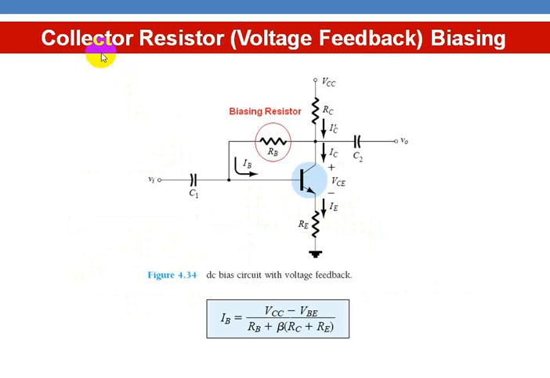The second one is collector resistor or voltage feedback biasing. In this case, RB is placed between the collector terminal and the base terminal. The base current is given by VCC minus VBE divided by RB plus beta times RC plus RE. So here it is a function of beta. When there is any change in beta, that immediately reflects in the base current. As a result, whenever the base current changes, the collector current can be maintained constant.